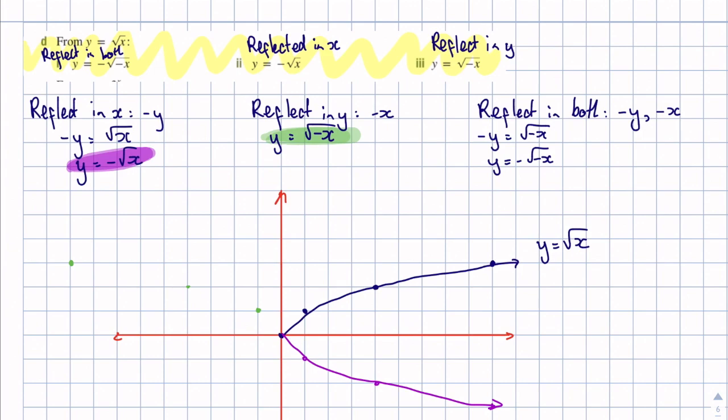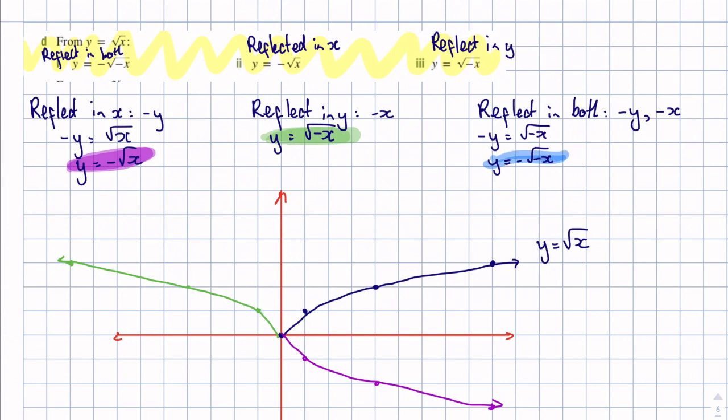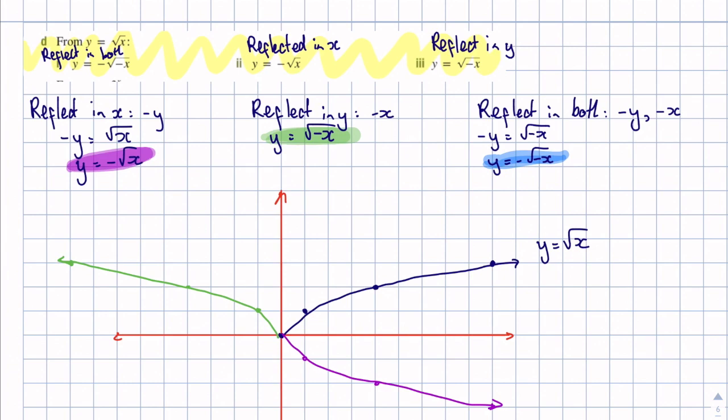So this time, it's going to go that way. And if we were to reflect in both, I'm not even going to bother thinking of things, so I'm just going to go yoink. Like that. That's it.